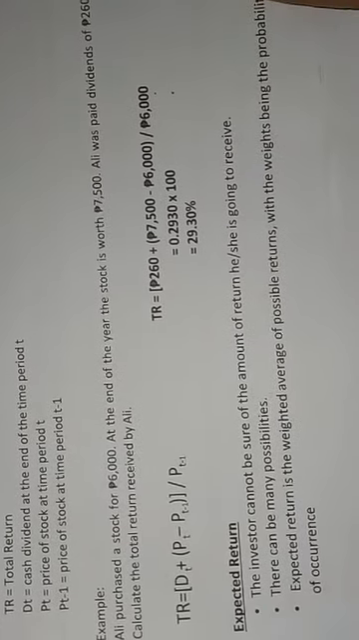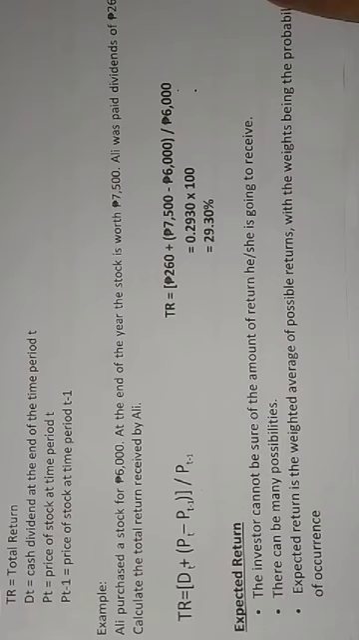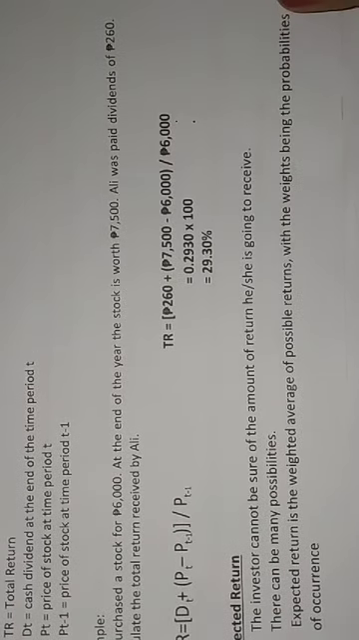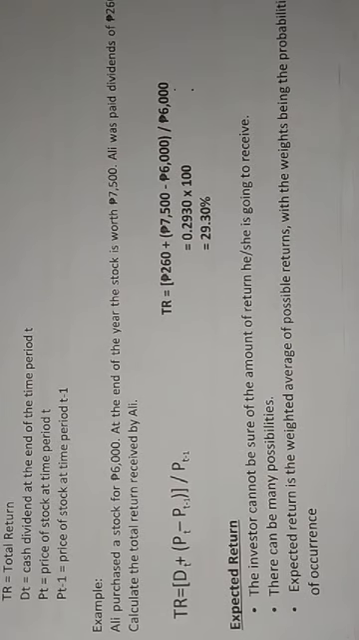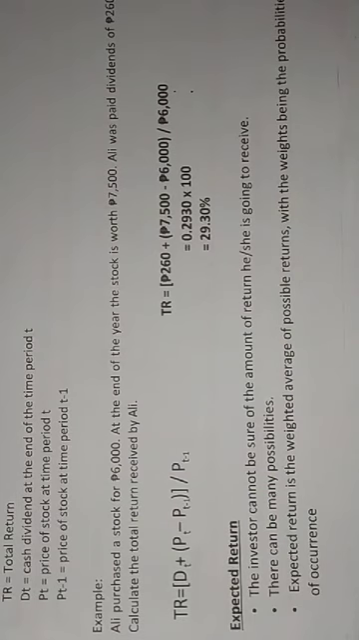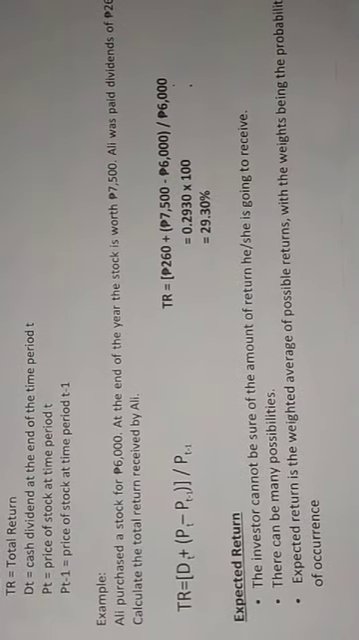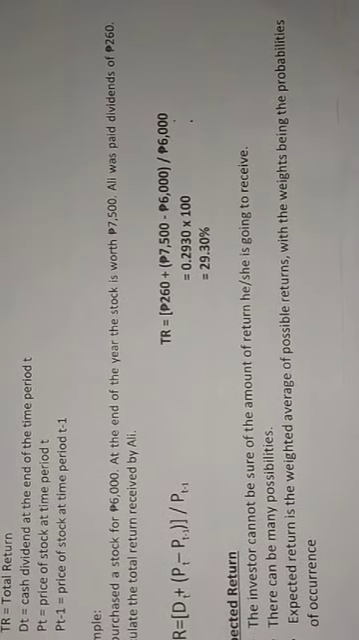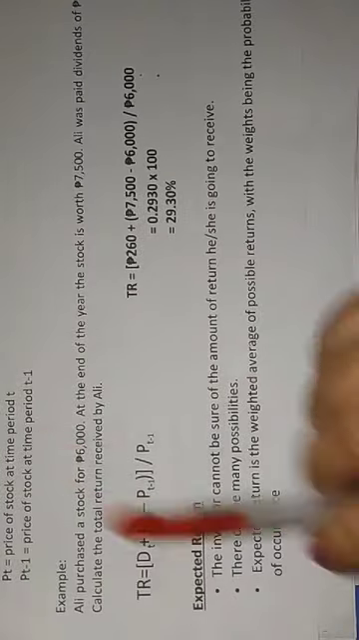So, we have an example here in your module. Example: Ali purchased a stock for 6,000. At the end of the year, the stock is worth 7,500. Ali was paid dividends of 260. Calculate the total return received by Ali. So Ali bought a stock worth 6,000 pesos, and at the end of the year, that 6,000 became worth 7,500, plus he also received a dividend of 260. The formula we can see above.